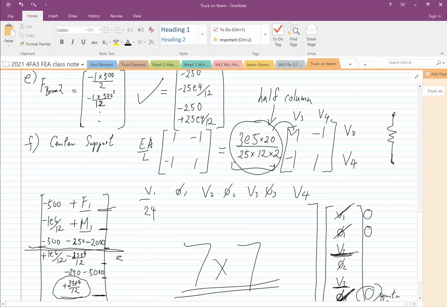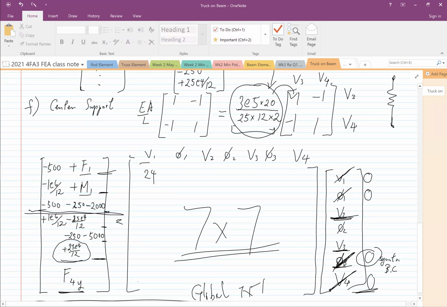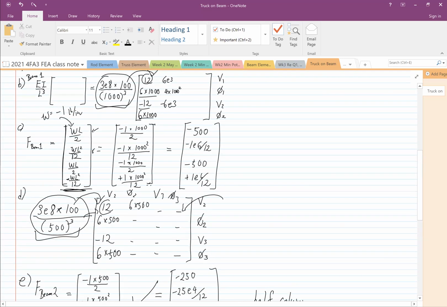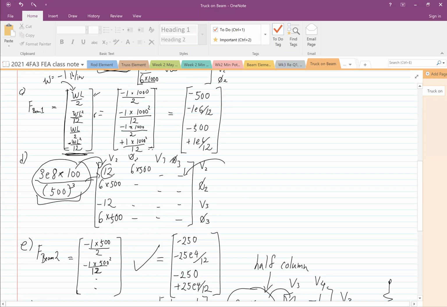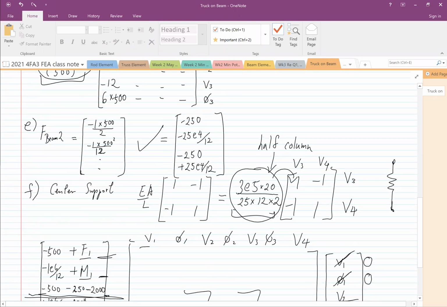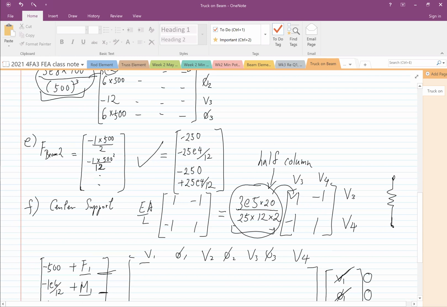Chris, how do you get 24 on the global matrix? I thought it was 12. This is wrong. It's not 24. The first term is this number times 12 plus. Oh no, hold on. Yes, that's right. It's not 24, no way. Good point. No, it is 12 times K for the beam 1.